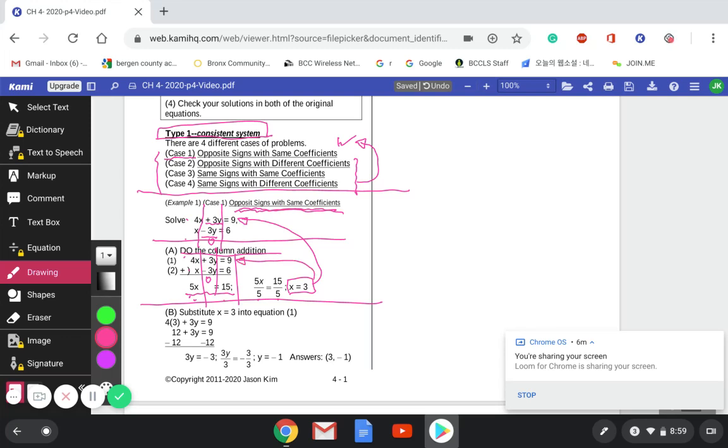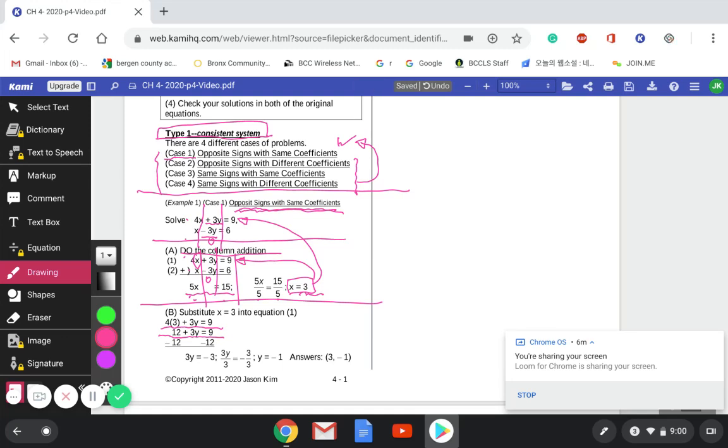But if the second equation looks easier to substitute, you can do that as well. But in this example, I'm going to just substitute into the first equation. So if I do that, this x becomes 3. So you substitute x as 3, plus 3y equals 9. So 3 times 4 is 12. You end up with 12 plus 3y equals 9.